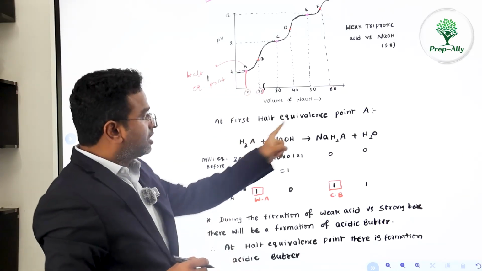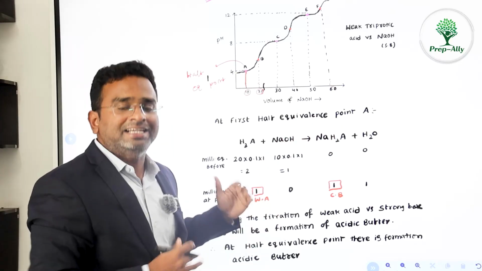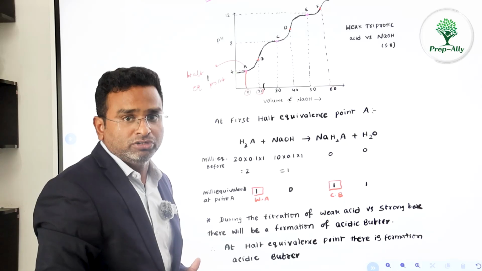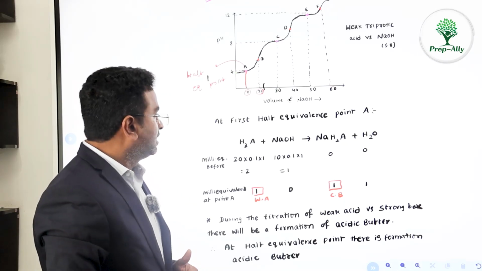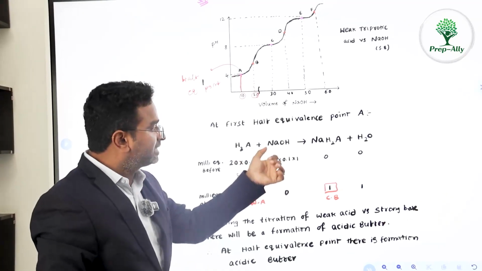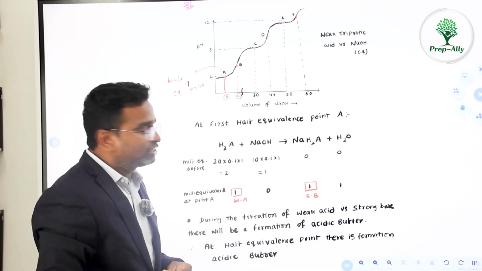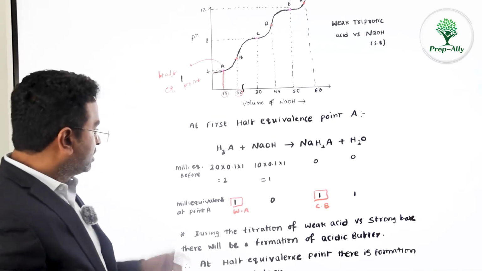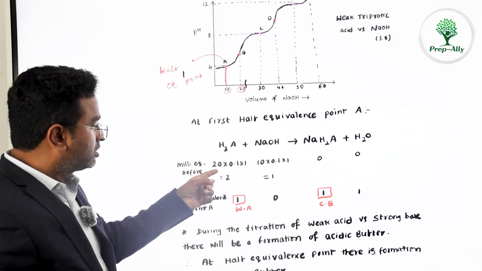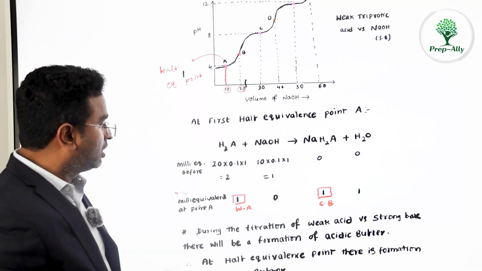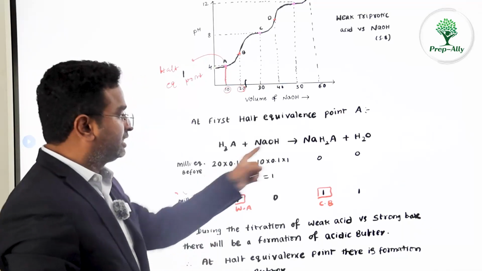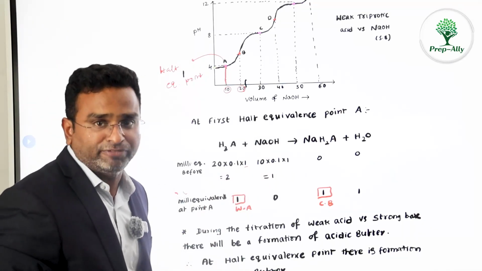So at the first half equivalence point A, let us check it. What is the speciality? What is the pH of this solution at the first half equivalence point? Let us consider at A: H3A plus NaOH gives NaH2A plus H2O. The milli-equivalents before: 20 ml of 0.1 molar gives 20 millimoles, and the n factor here is only 1, because only the first H plus ion is undergoing neutralization.